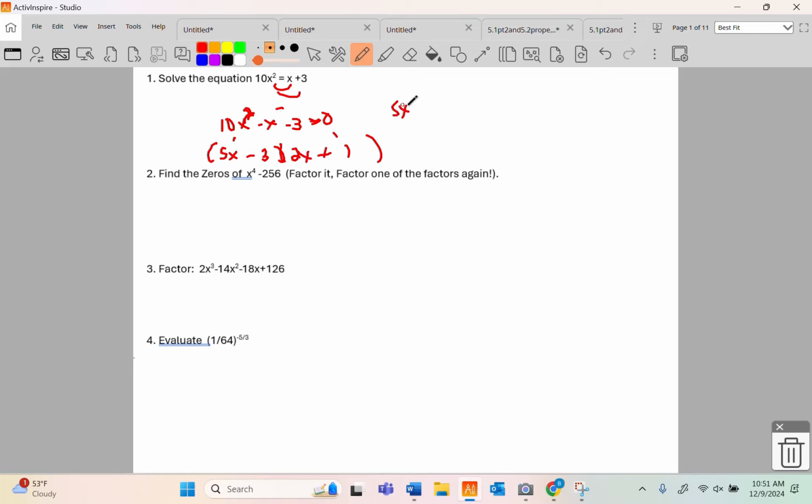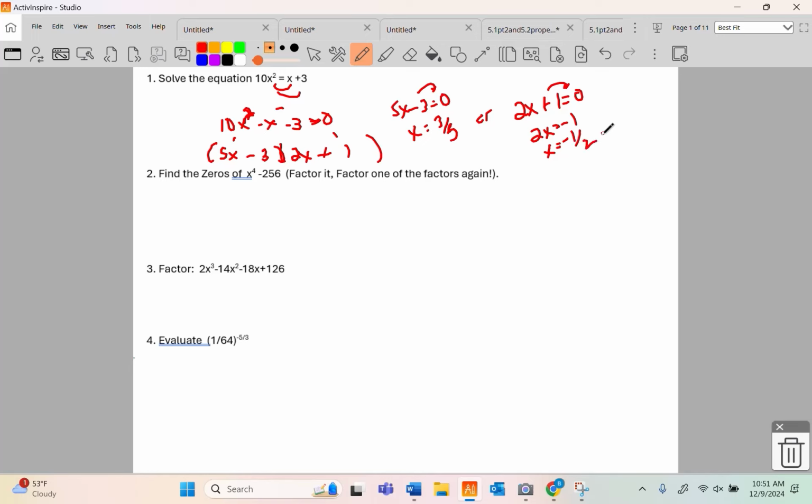So now zero product property, 5x minus 3 is nothing. X is going to be 3/5. Or 2x plus 1 is nothing. Subtract 1, 2x is -1. X is -1/2. So there's your two solutions to that bad boy.